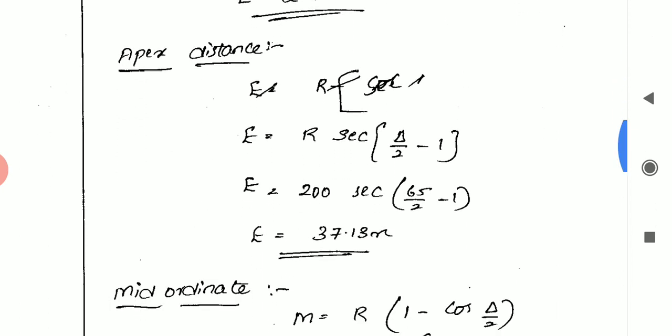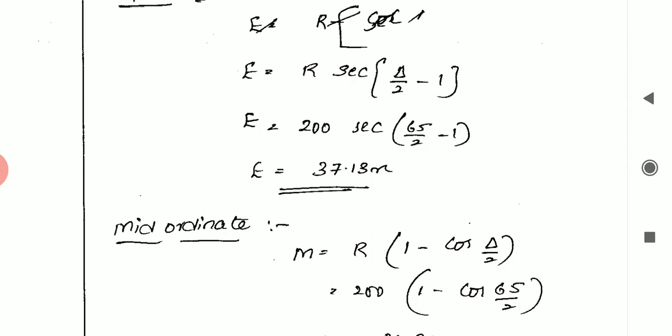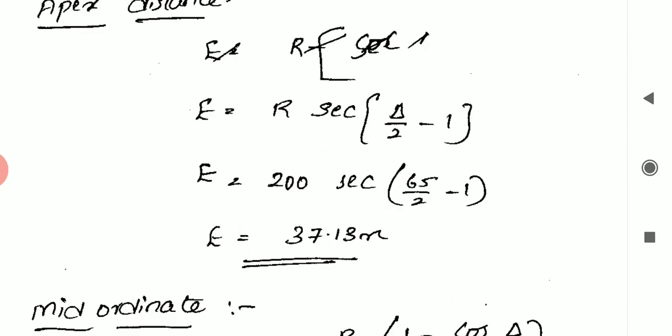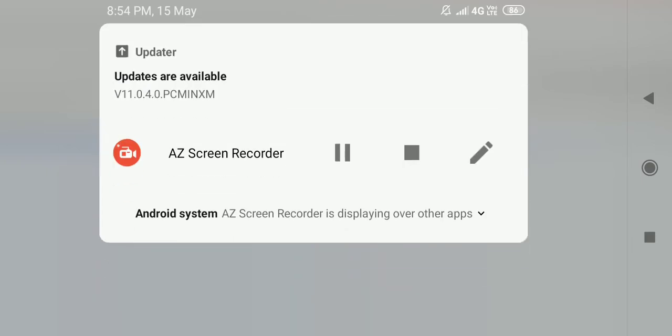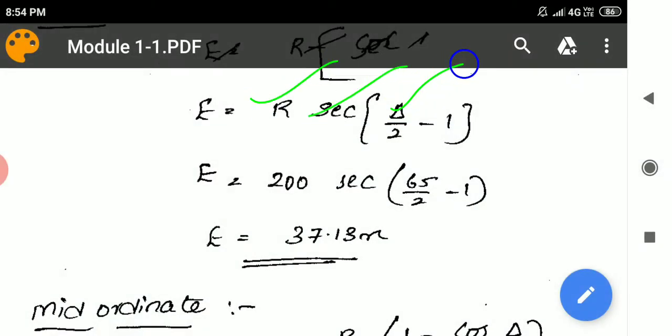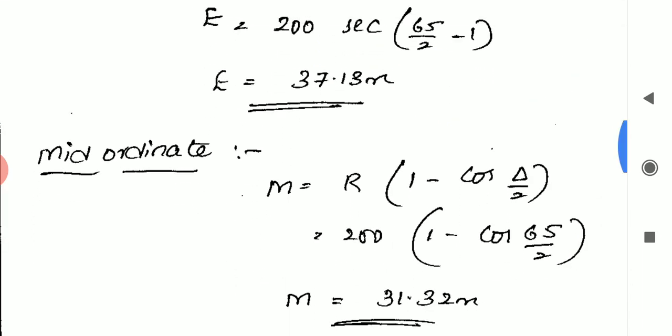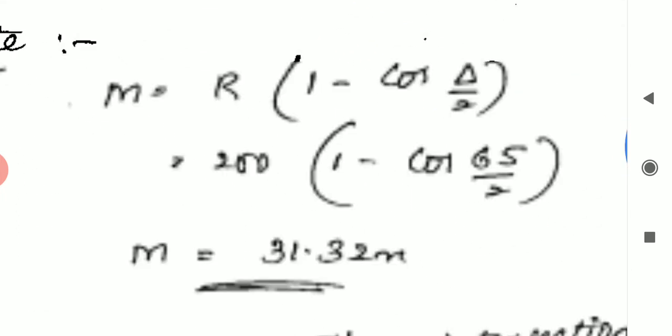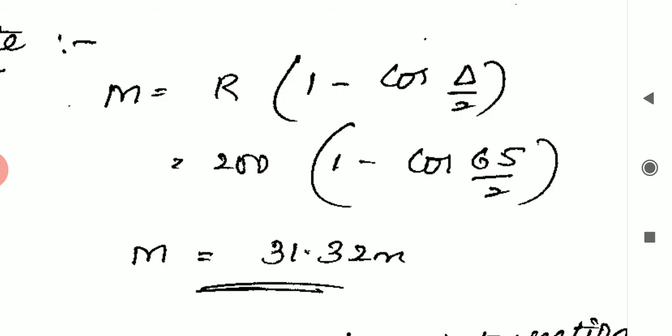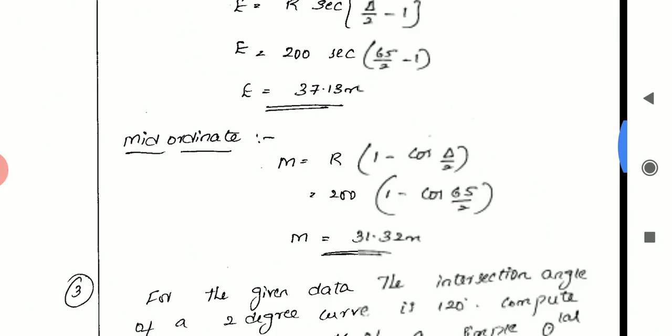is apex distance, that is E. So the E formula is E equal to r (sec delta by 2 minus 1). So I know the r value, and also sec of delta by 2, that is 65 degree, minus 1. I will get the apex distance. Okay, next one is mid-ordinate distance. By using this formula, I will get the mid-ordinate distance.